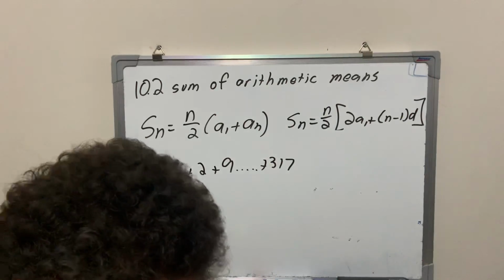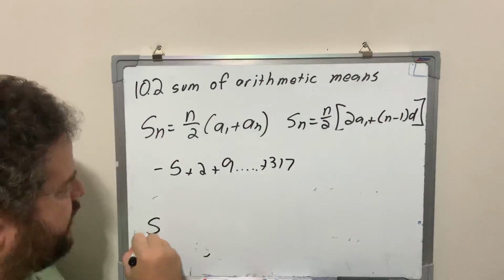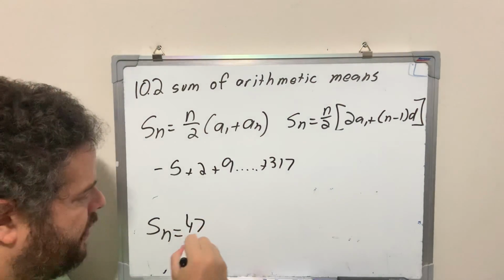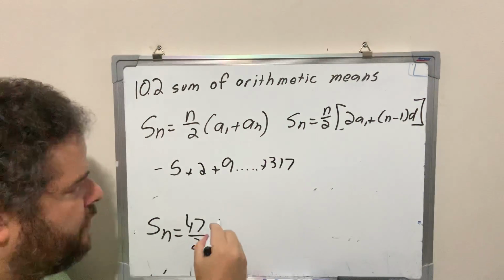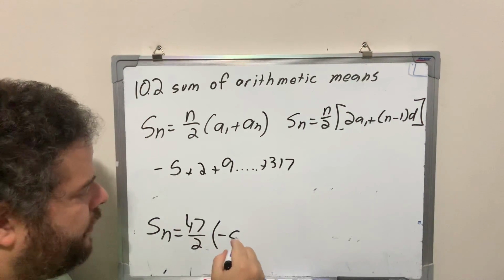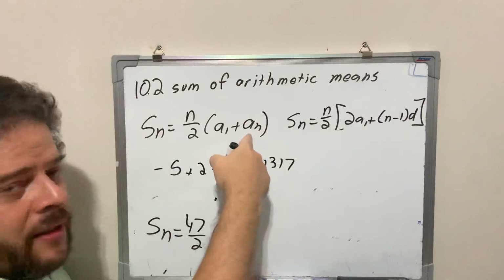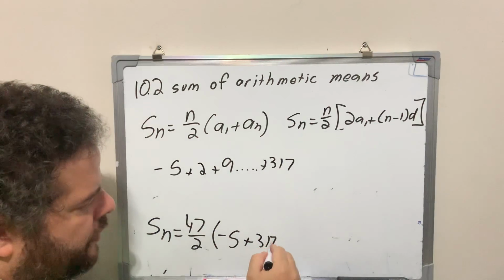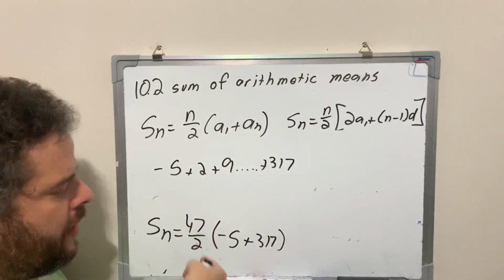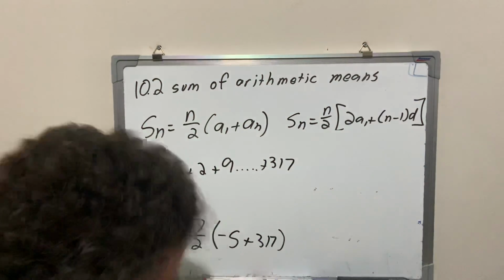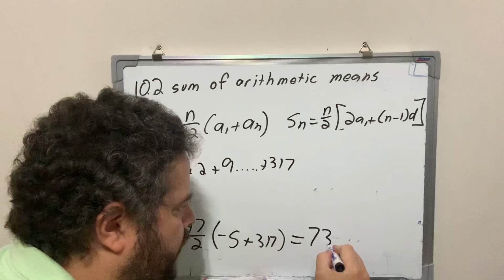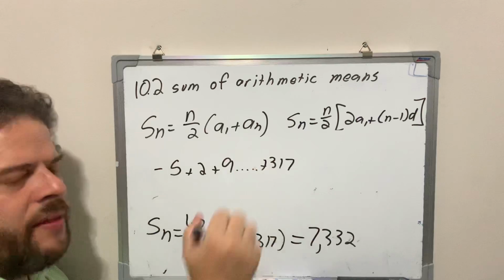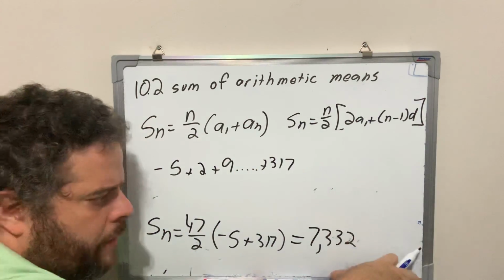Pretty much, the sum of the sequence will be 47 divided by 2. Again, the n I just found, the first element, and the nth element, or term. I'm saying element, but it's term, the nth term, which is 317. Add that, multiply, divide, and you're done. And you end up with this number, 7,332. That is the sum of all the numbers between this and this. Okay, pretty straightforward.